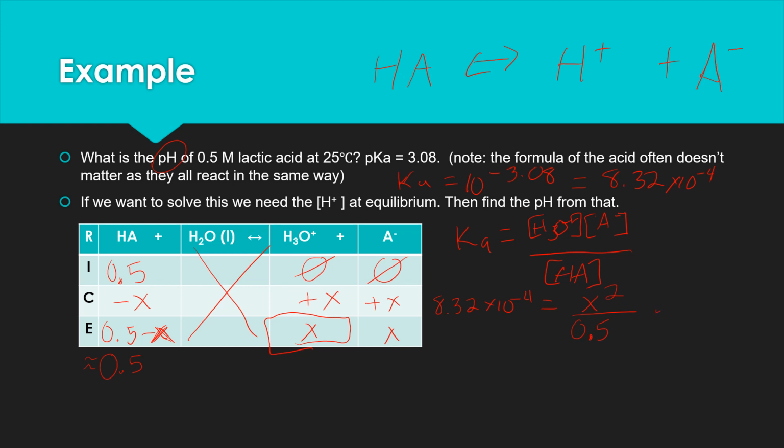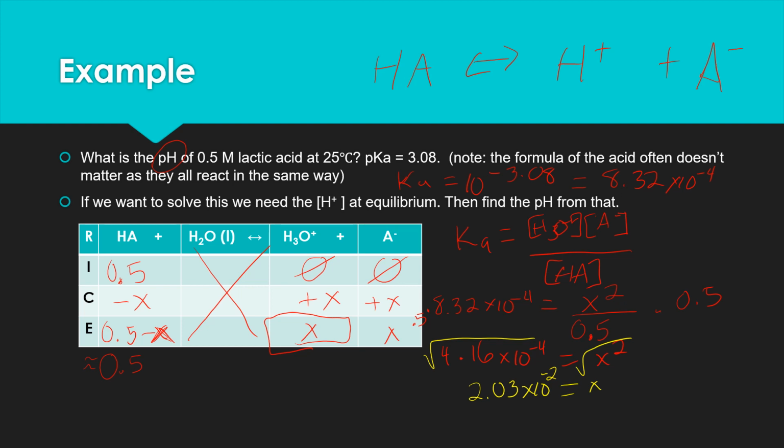We multiply by 0.5 on both sides since it's in the denominator. So 0.5 times 8.32 times 10 to the negative 4. And we get 4.16 times 10 to the negative 4. That equals X squared. And then to undo our square, we're going to square root both sides, and our X value is going to equal, square root of that number is 2.03 times 10 to the negative 2. All right, so that gives us our X value.